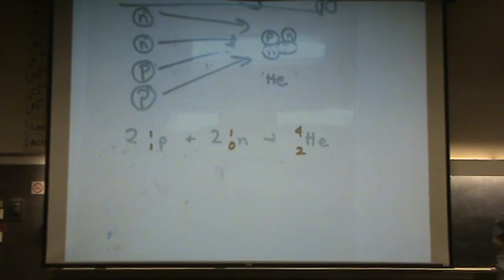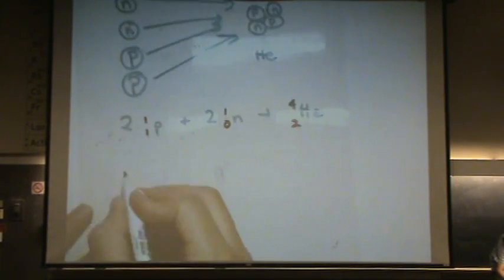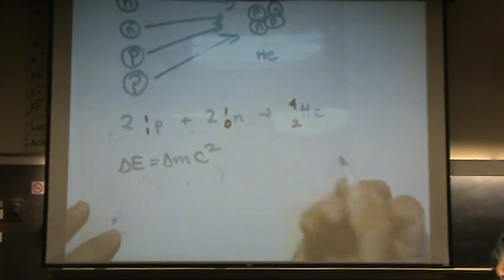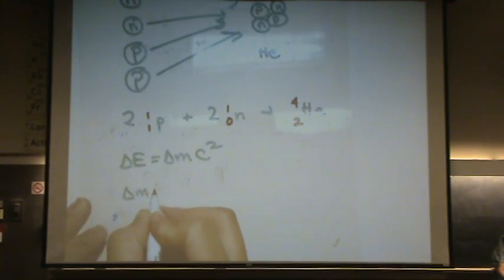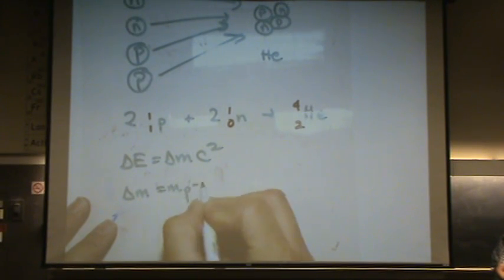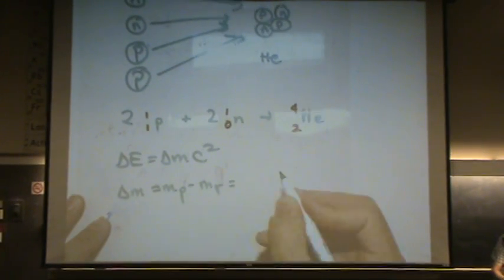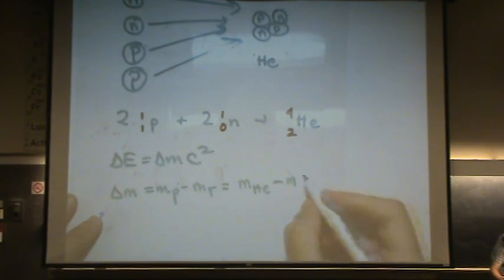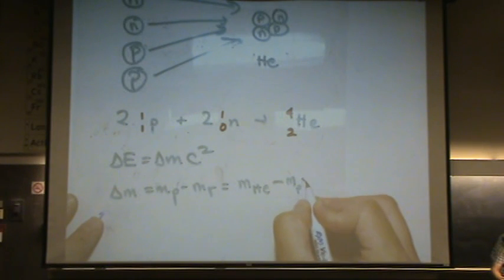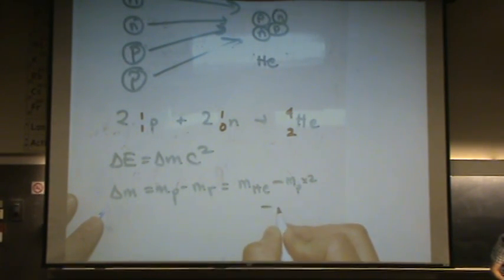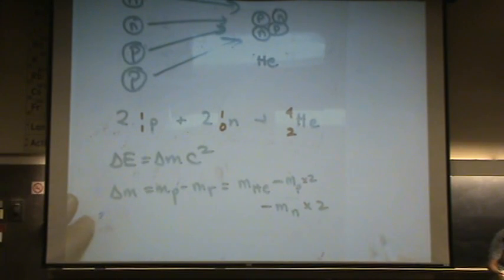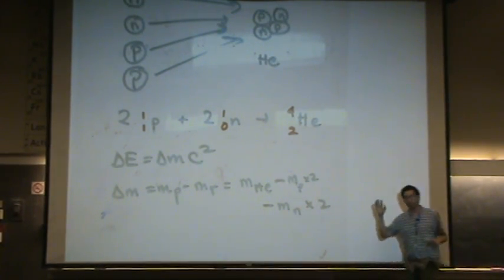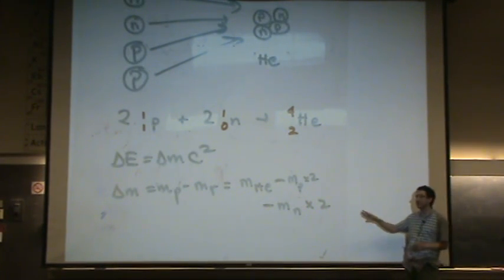Okay? And so if you wanted to find the energy of this, you say, okay, change in energy equals change in mass times c squared, and change in mass equals the mass of products minus the mass of reactants. That would be the mass of helium minus the mass of the protons times 2 minus the mass of the neutrons times 2. You multiply by 2 because there's 2 of the protons and 2 of the neutrons. You go through the same calculation as before and you can find that mass.